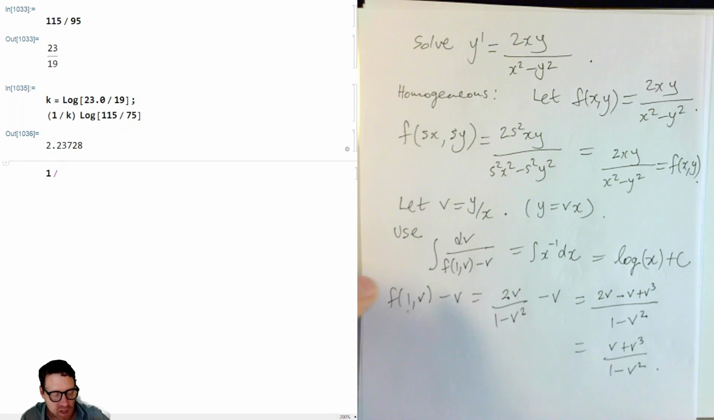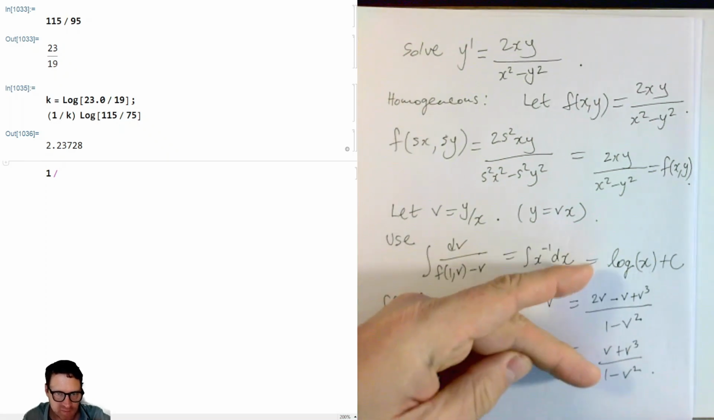Okay, and so we come back up to this formula. This formula requires the multiplicative inverse of this. So we need to flip this.